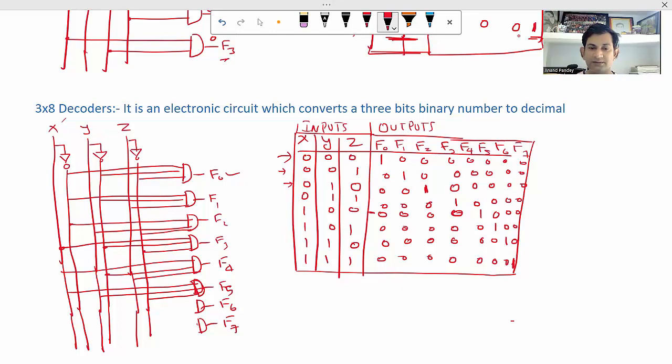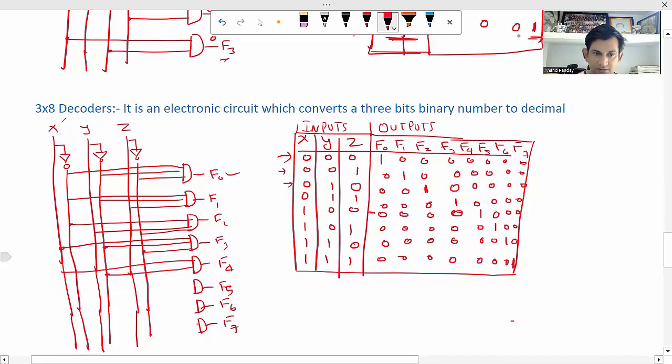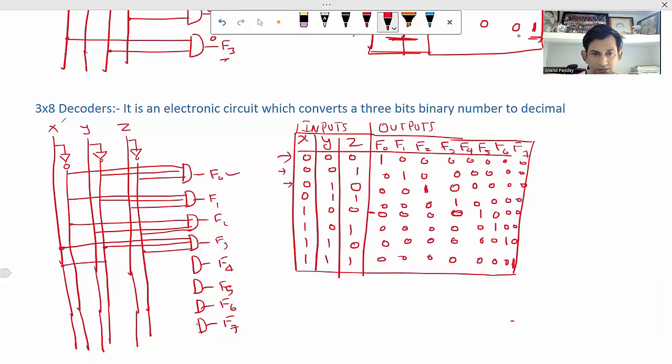Okay, then F6. Just a minute, some mistakes are there. 0 1 1. Here for F4 we have 1 0 0. F0, F1, F2, F3, F4. For F4 we'll have 1 0 0. So 1 0 0. Okay, now F5, 1 0 1. So 1 0 1. Now F6, 1 1 0. And for F7, the last line, 1 1 1. So all without the NOT line, 1 1 and 1.